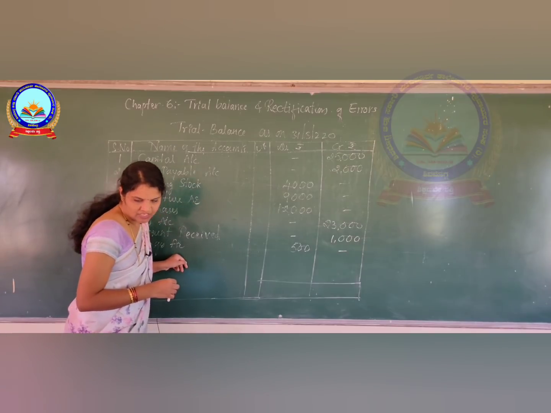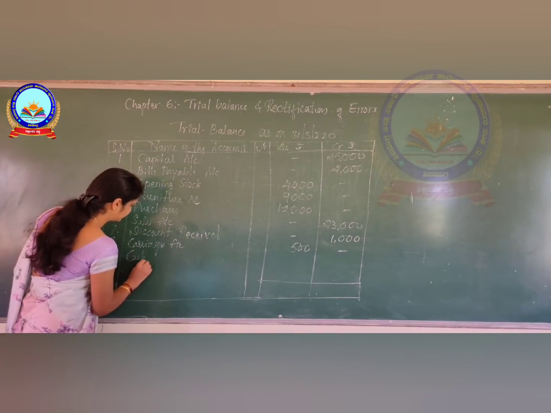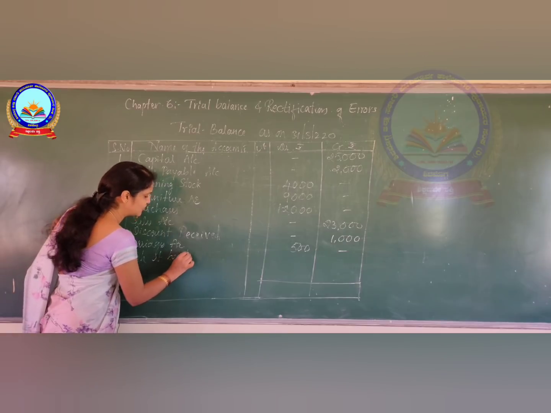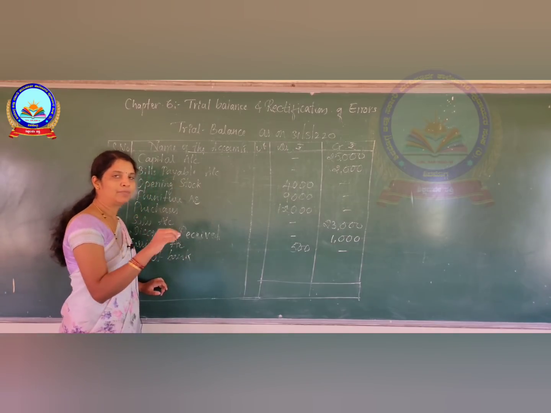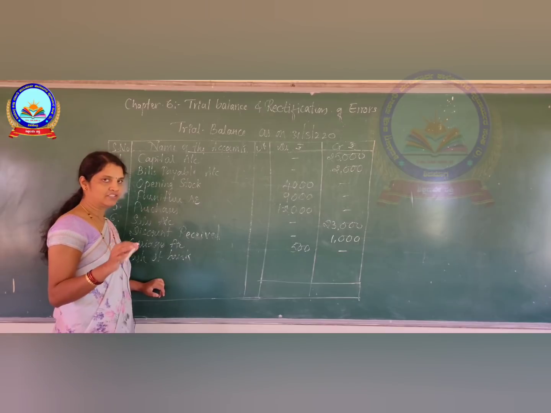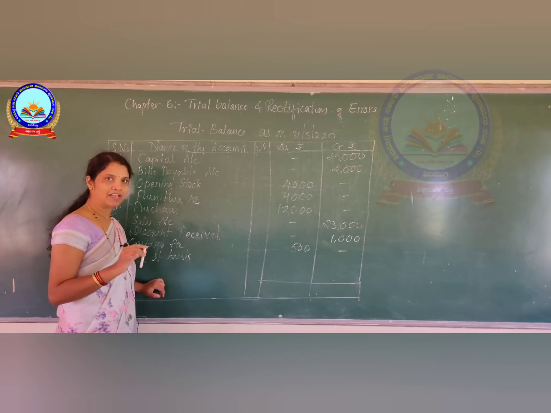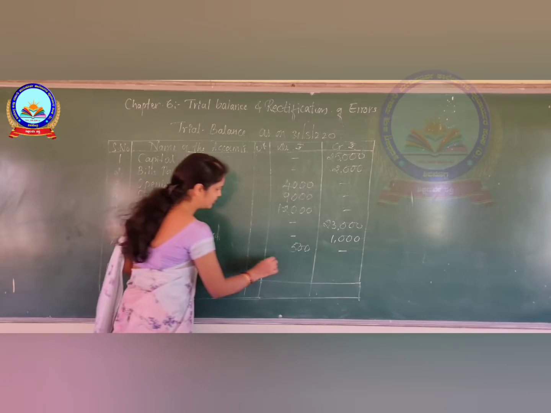Next, cash at bank. Cash at bank means our cash is in our bank account. So bank balance is also an asset. Asset shows debit balance. Write in the debit column rupees 23,000.